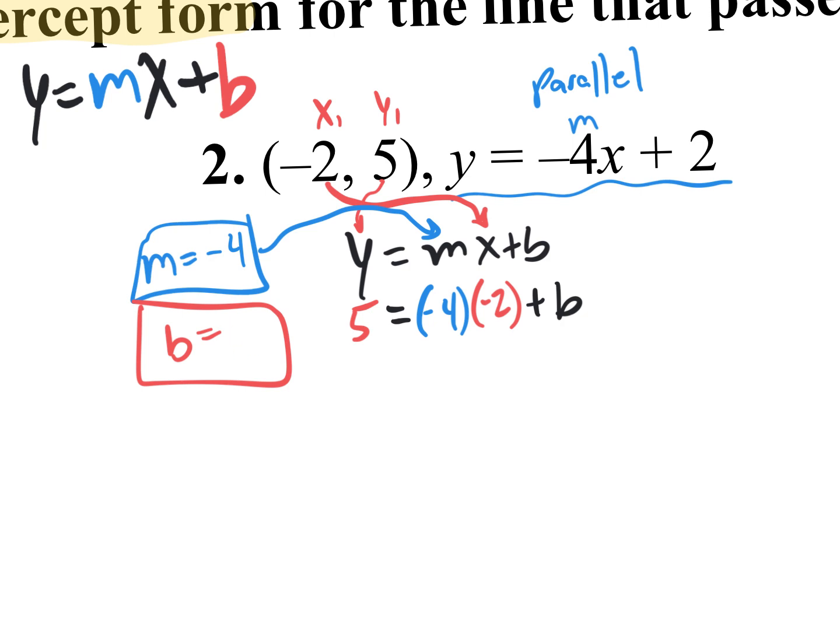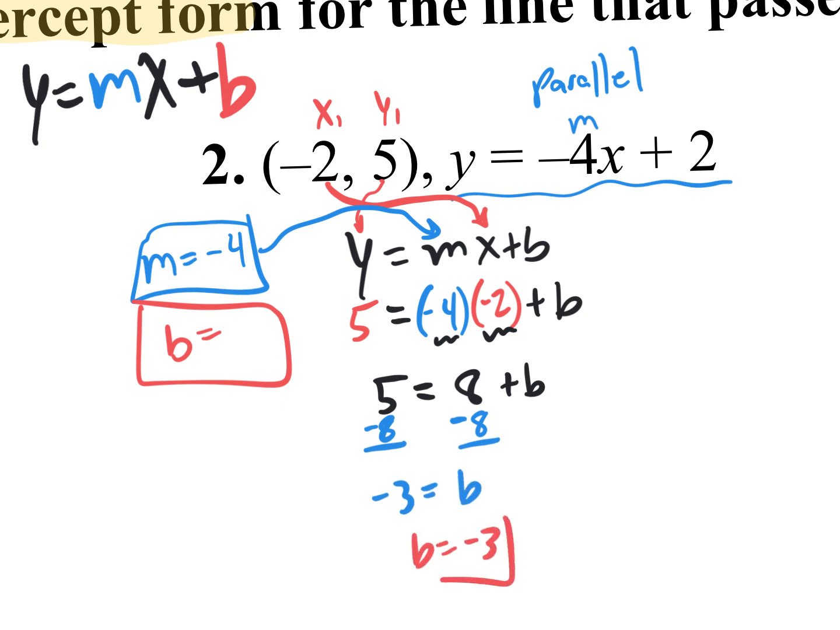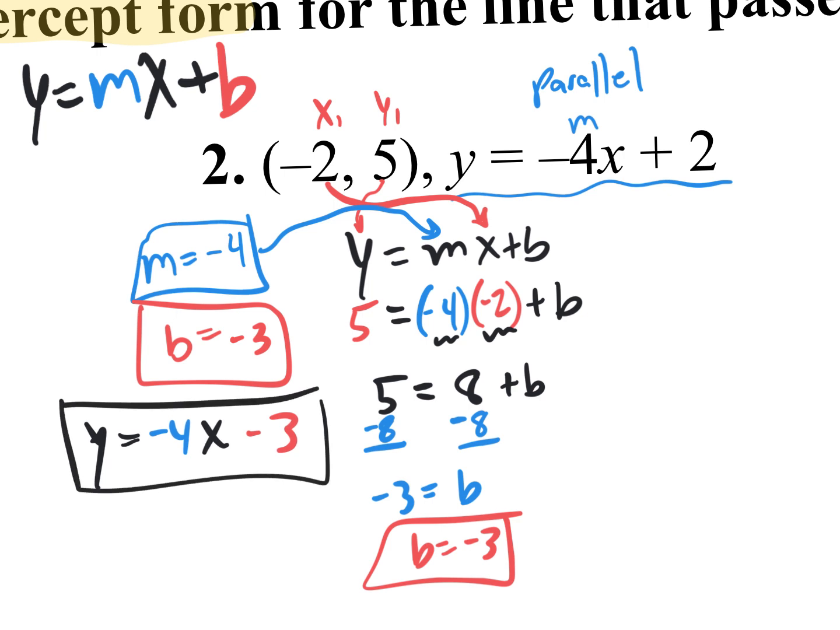So you could say, okay, negative 4 times negative 2, that's positive 8. So what we really have is 8 plus b equals 5 on this side. And then you could solve this equation by subtracting 8 from both sides, giving you negative 3 equals b. So my b value that I needed is actually negative 3. So now I do know my b, and I already knew my m because they told us it was parallel. Now that I know my m and my b, I could write my equation in y equals mx plus b form, which is going to be y equals negative 4x plus negative 3, or just minus 3. There's my equation. That's what I wanted.